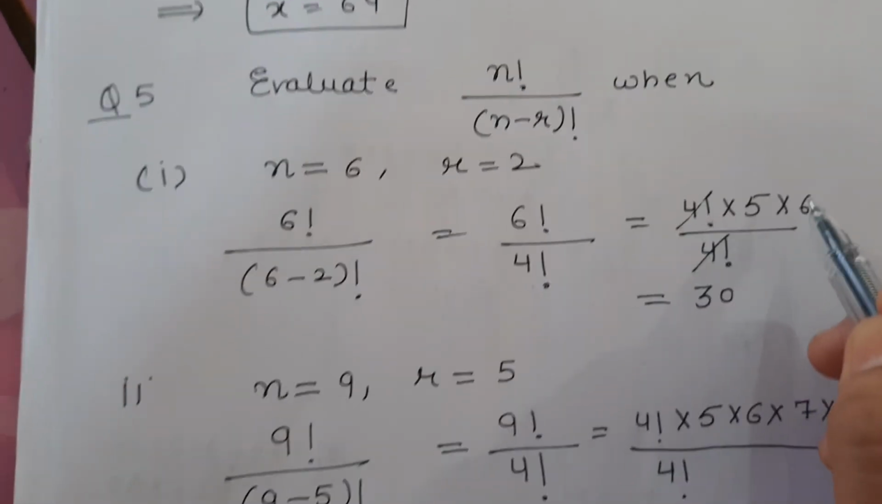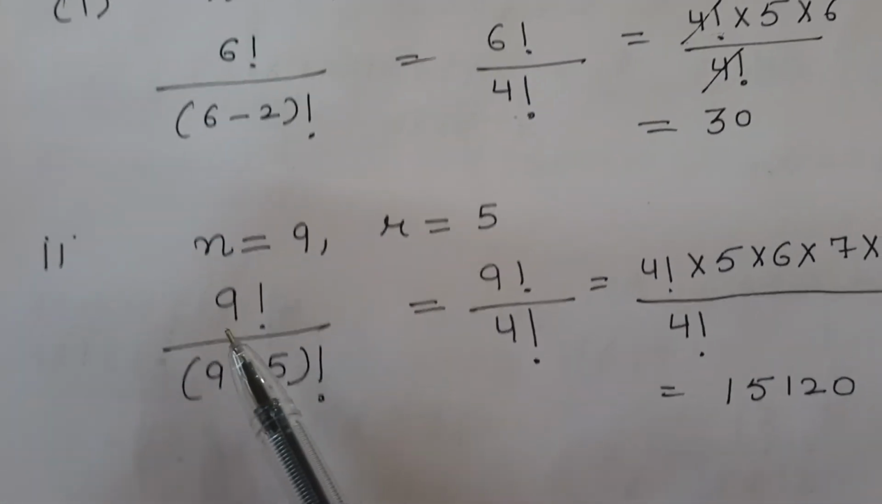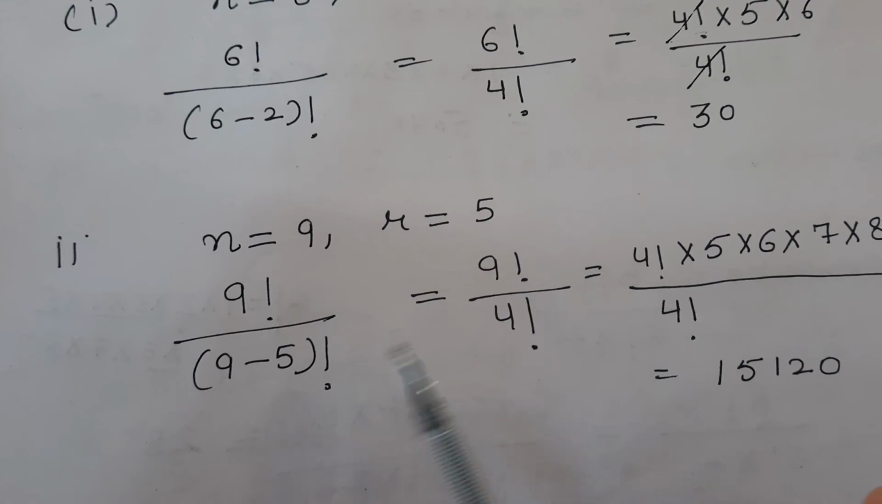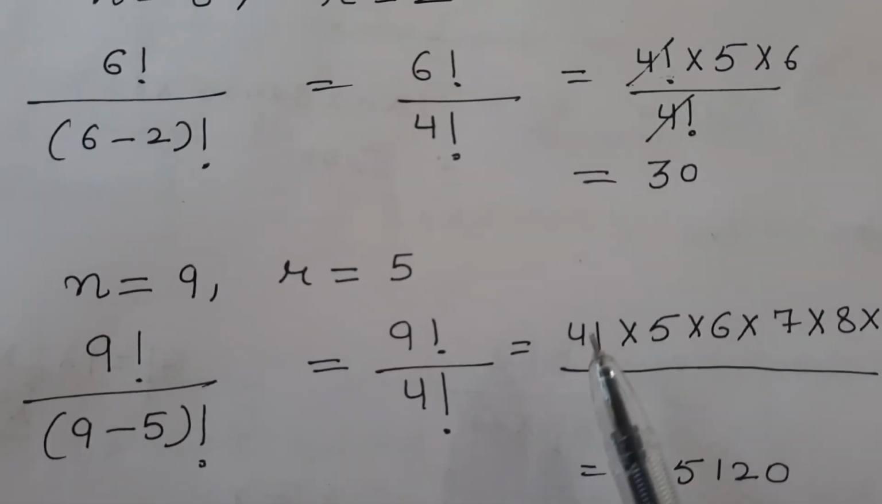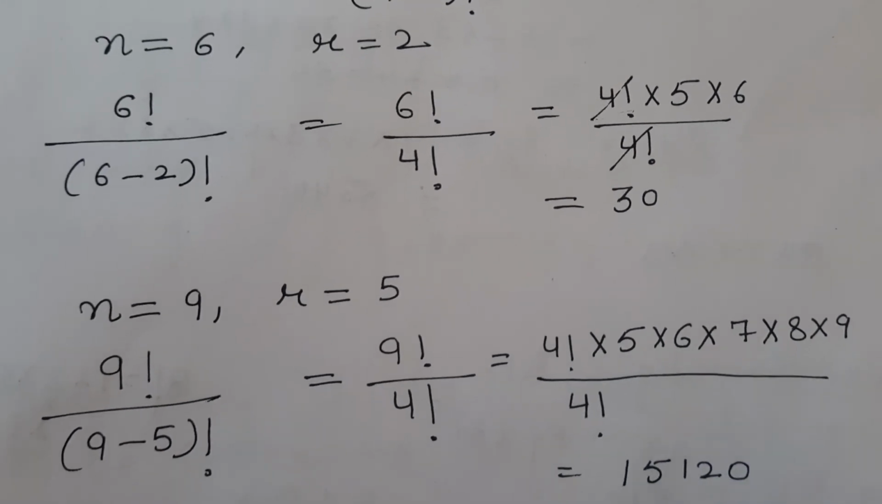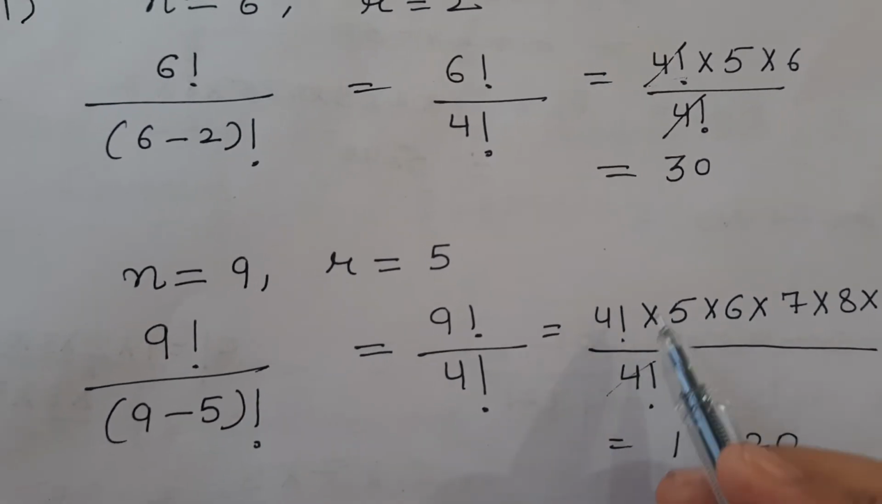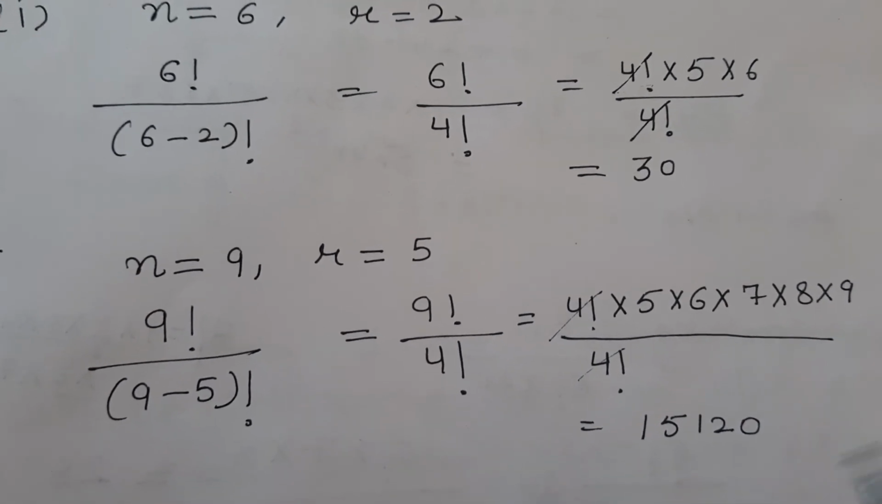Here you have 30. In the same way, n is 9, r is 5. So this is 9 factorial divided by 9 minus 5, which is 4 factorial. Now write 9 factorial as 4 factorial into 5 into 6 into 7 into 8 into 9. Again this 4 factorial is cancelled. So if you multiply it, your answer will be 15120.